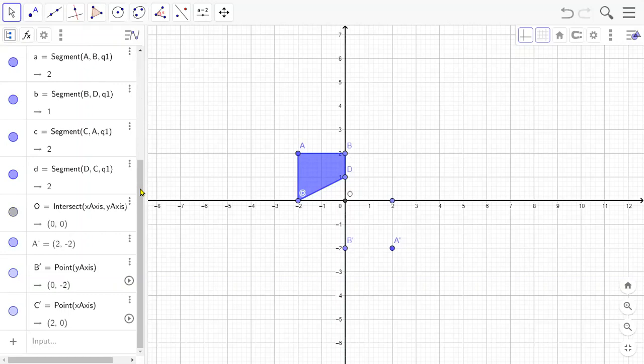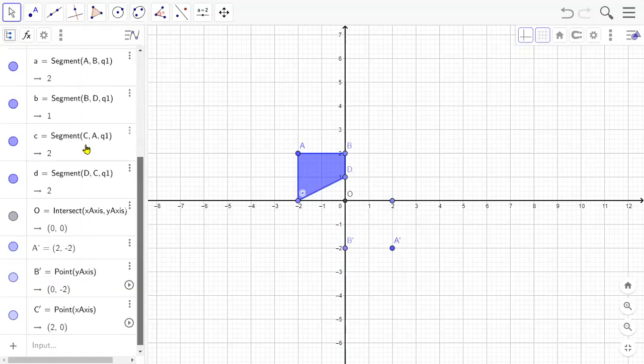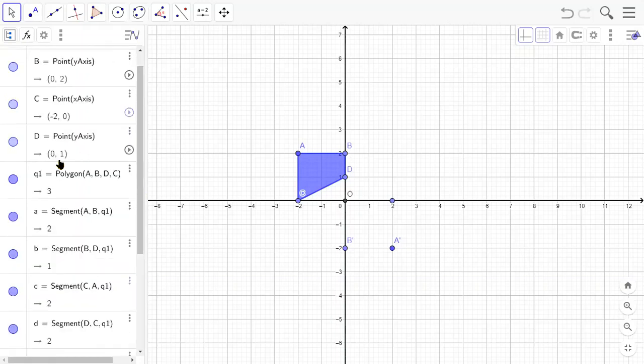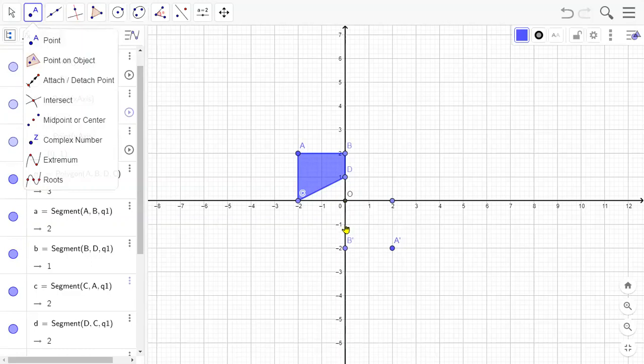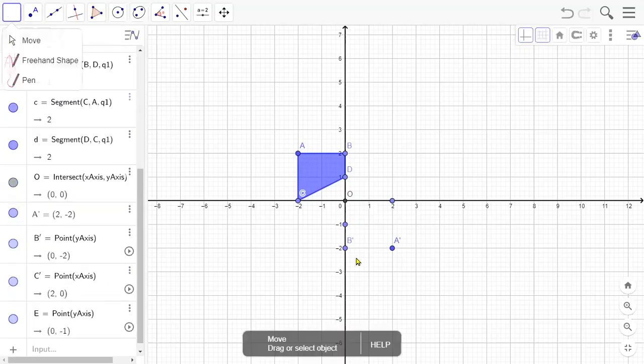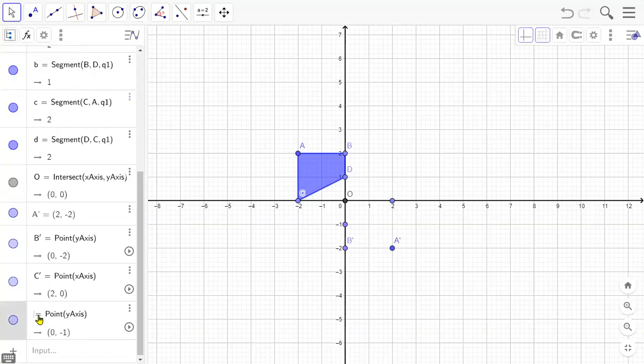And the final point is D. Let's see what is the coordinate of point D. Here, the coordinate of the point D is 0, 1. Its opposite is 0, minus 1. 0 means no movement on the horizontal axis, and -1 means going down by 1 unit. And this is the point D prime.